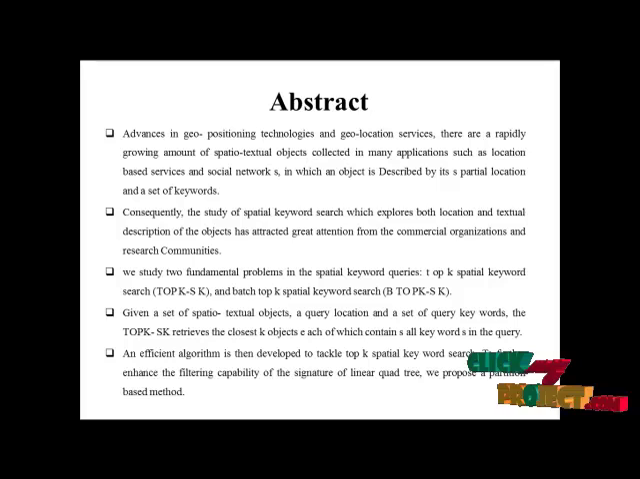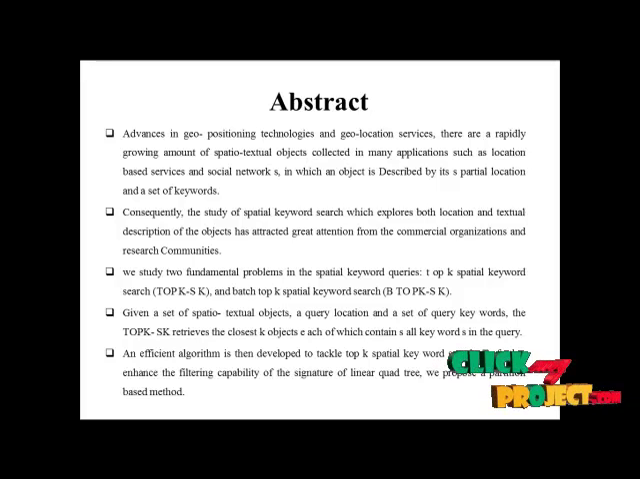Here we will describe two types of queries: the top-k spatial keyword search and the batch top-k spatial keyword search. We will describe how these two problems are specified.